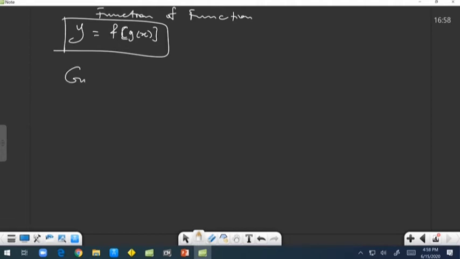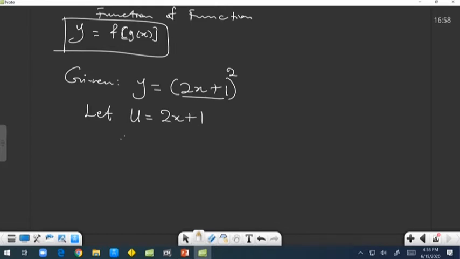We're given y equal to 2x plus 1 raised to the power of 2. How do you solve this? For us to solve this, we represent what we have inside with a variable. Let's assume that we say let u equal to 2x plus 1. Therefore, y equal to u squared. So we differentiate y with respect to u. That is, we say dy over du is equal to 2u. And that is the same thing as 2 in brackets, 2x plus 1.